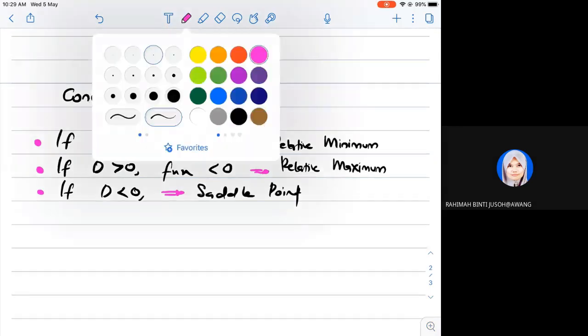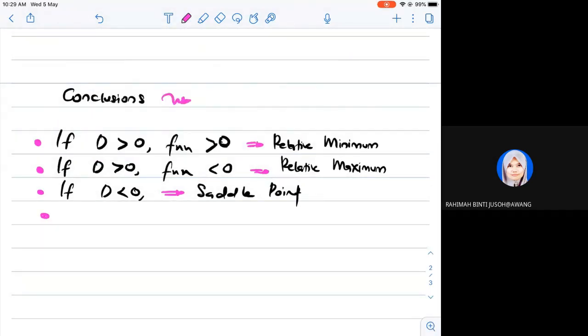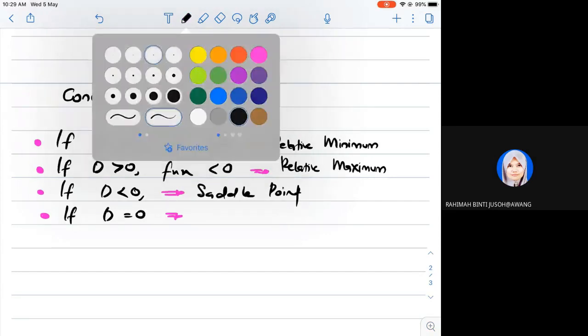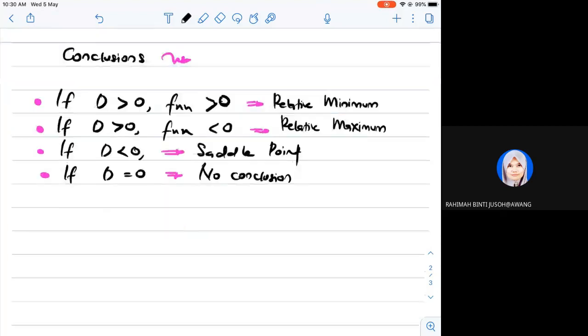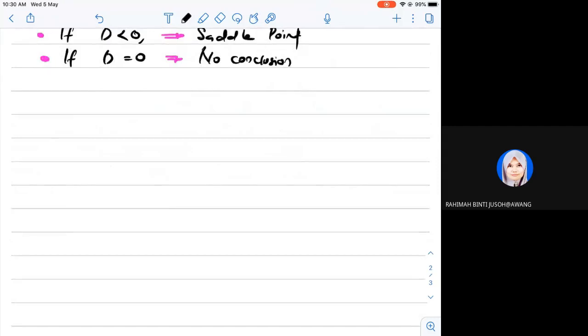Then last one, if your D equals 0, so no conclusion. Alright. So these conclusions you have to memorize. You have to memorize them, remember them, these cases. Alright, so let us start with exercise 3.5.